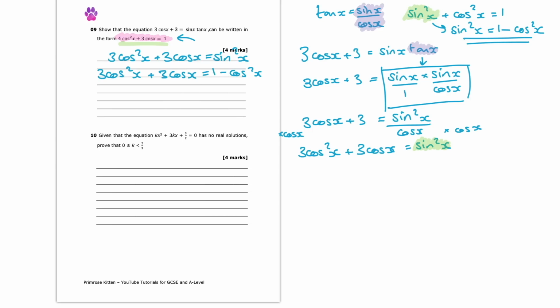So we want it to be equal to 1. So we'll leave the 1 over there on the right hand side, but we're now going to move over this cos squared x. So we're going to add cos squared x onto each side.